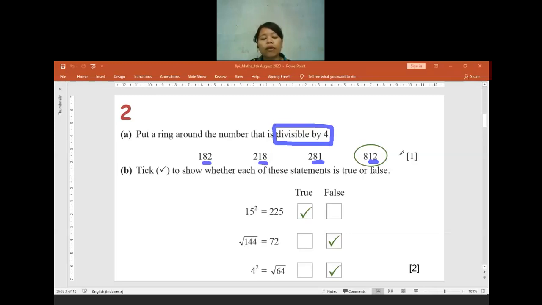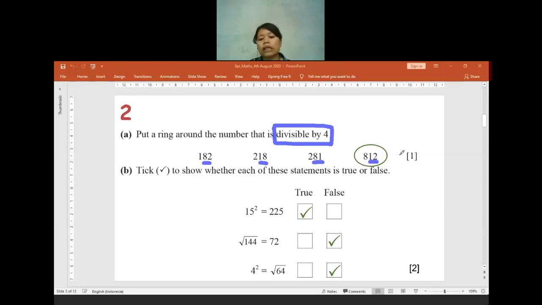Is there anyone having a question for question 2A? No, teacher. Okay, for sure. The others, do you have any question? No? Okay. If you have no question, I will move to question 2B.